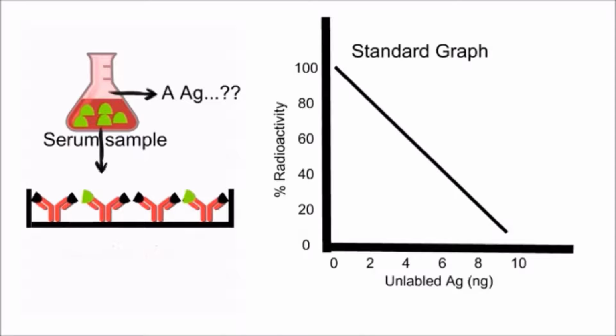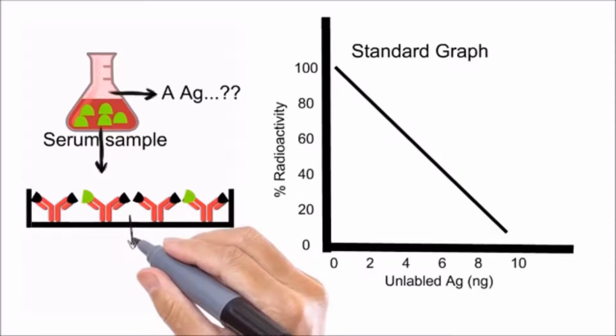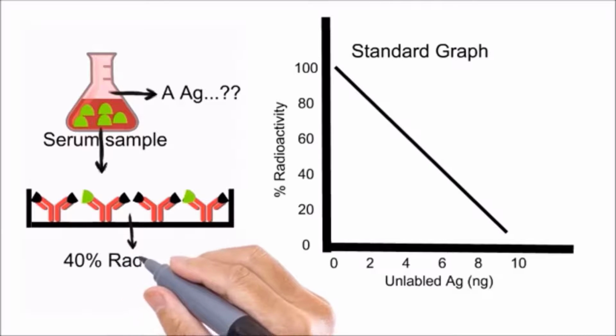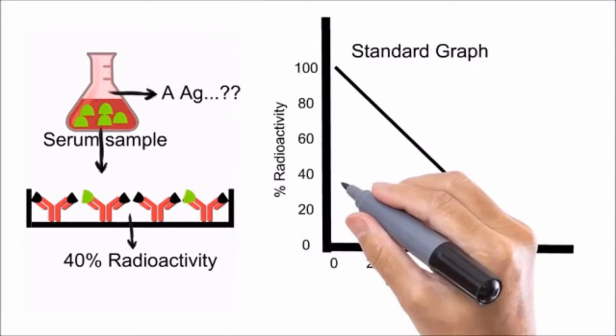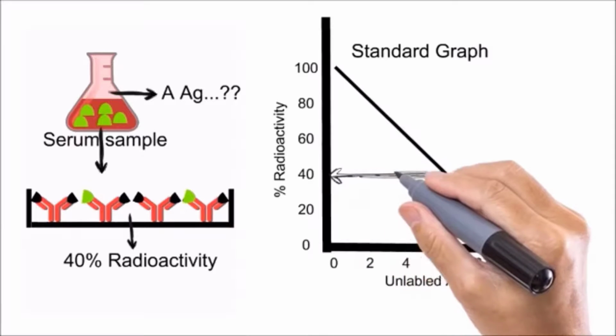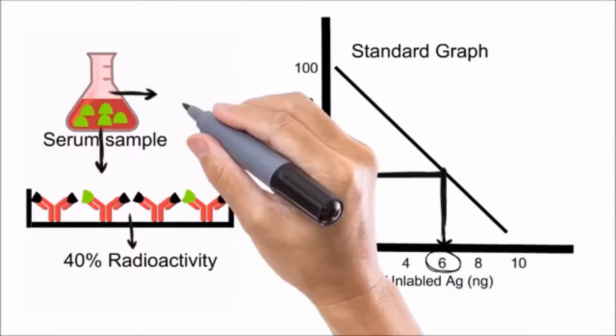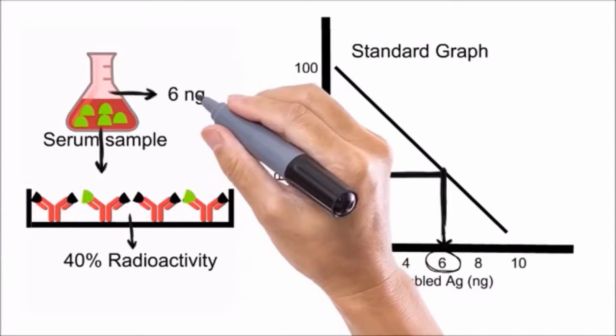Now we have to just check the radioactivity. Say the radioactivity on the antibodies is now 40%. Here we know that if we added the sample, it will decrease the radioactivity to 40%, and this value will tell us the concentration. We have to extrapolate this value on the standard graph like this, and see, it will tell us the concentration. It is 6 nanogram. So our sample contains 6 nanogram of A antigen.